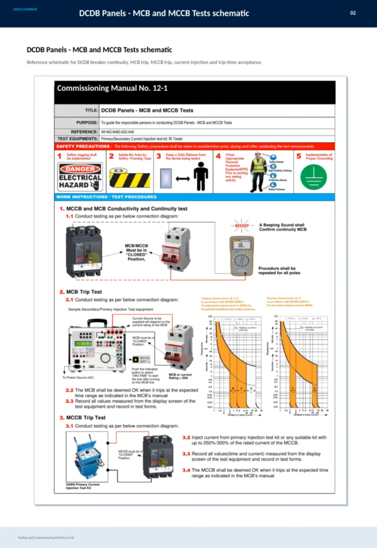Here we have the reference schematic for DCDB panels, focusing on MCB and MCCB tests. This includes breaker continuity, MCB and MCCB trip testing, as well as current injection and trip time acceptance. These tests are essential for ensuring the safety and reliability of the electrical grid during commissioning. This schematic serves as a crucial guide for technicians following the procedures outlined in Commissioning Manual Number 12-1.